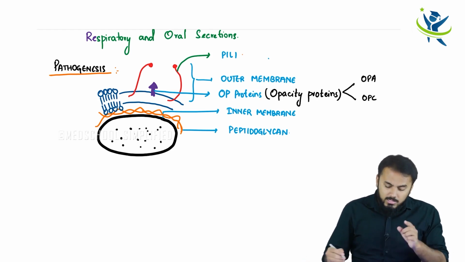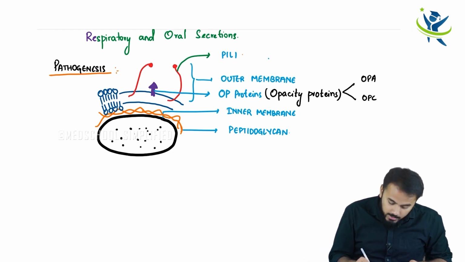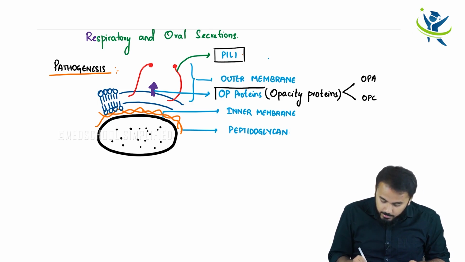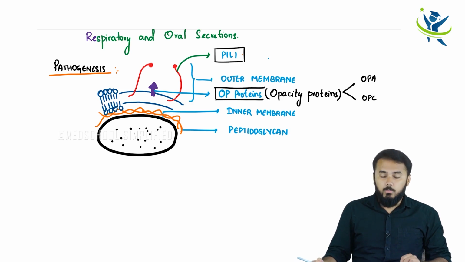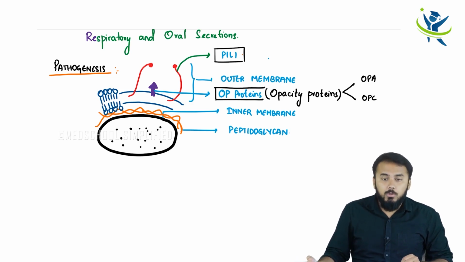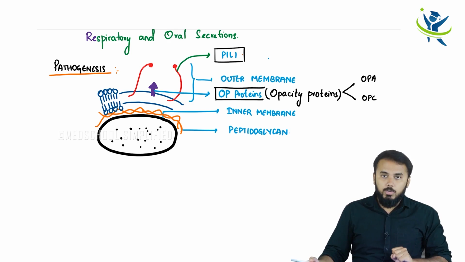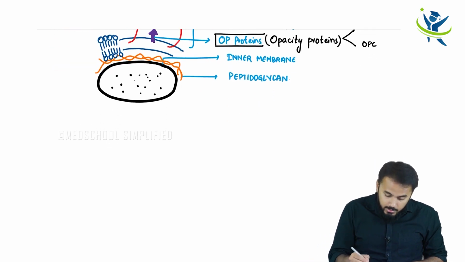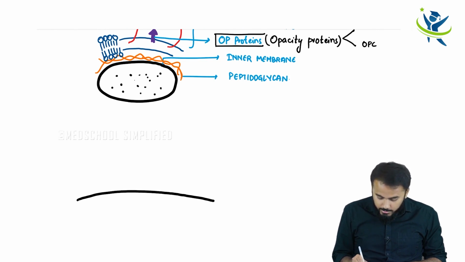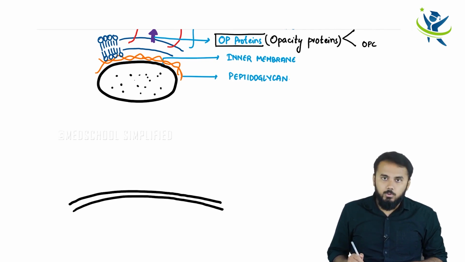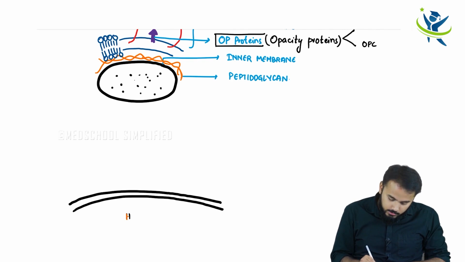Now out of all these, what is the important thing to remember? The important thing to remember is pili. The next important thing to remember is OP proteins. These are the two important things. Why are they important? Because look here now. For example, let us say that this picture which I am drawing right now, guys, is the host cell. This is your host cell.